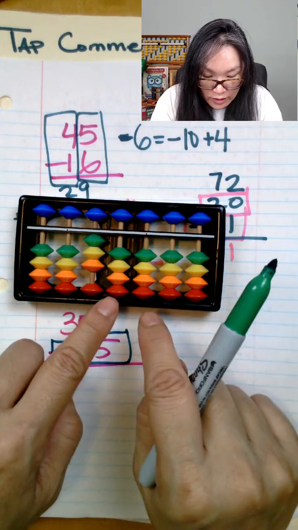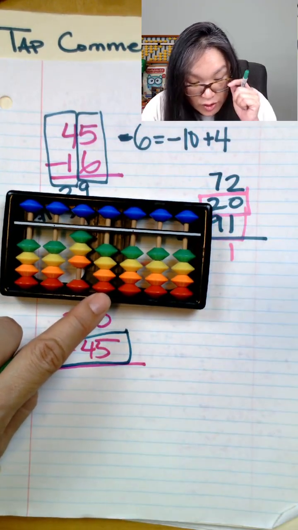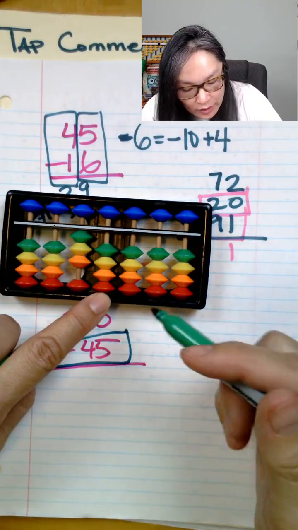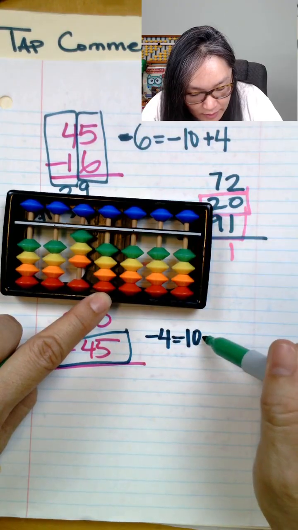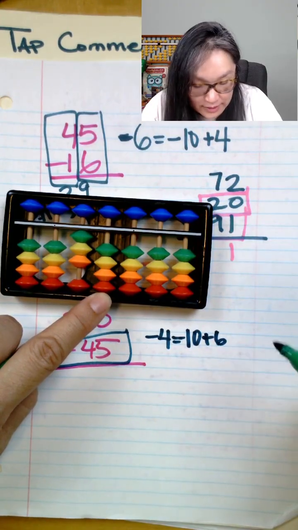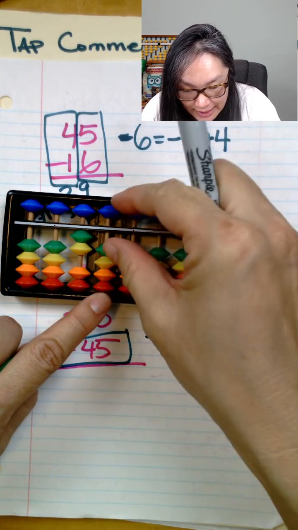Can I take away 4? No. So I'm going to put my finger here just for demonstration. And I go take away 4. So minus the 4 is equal to minus the 10 plus the 6. So I minus the 10, and I add the 6.